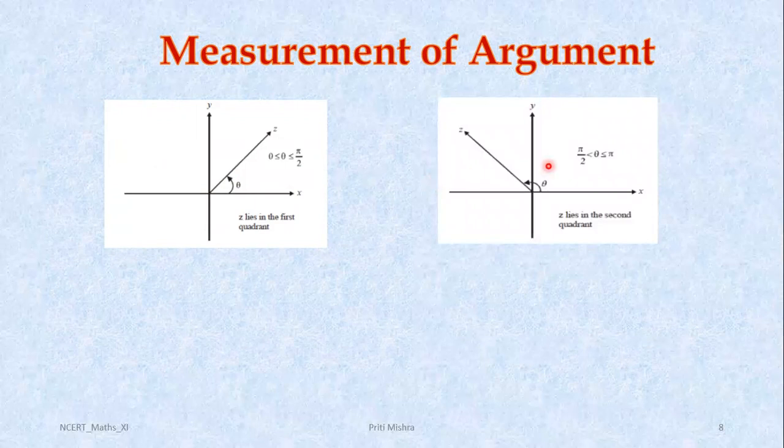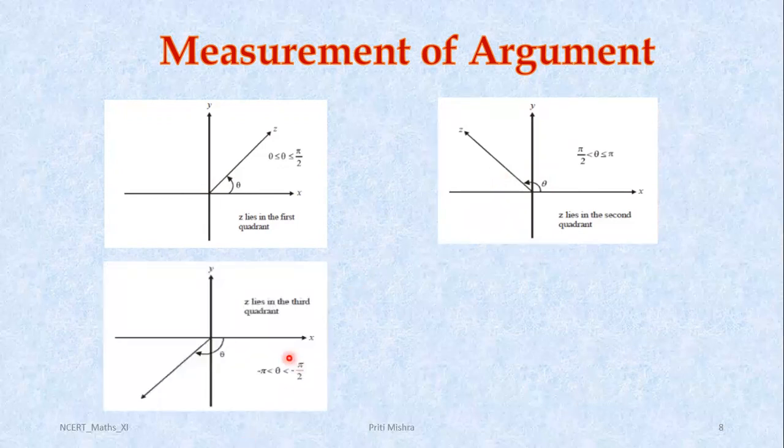Now if theta is lying between pi by 2 and pi, we are having the second quadrant. So somewhere in the second quadrant our complex number will lie. And we will measure its argument or amplitude like this in anti-clockwise direction. So this is giving us angle theta.